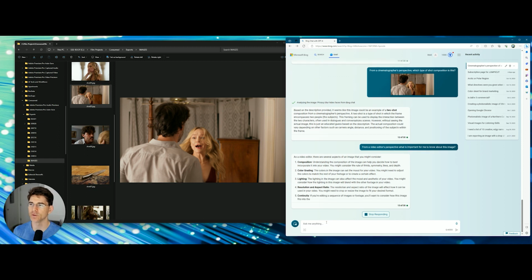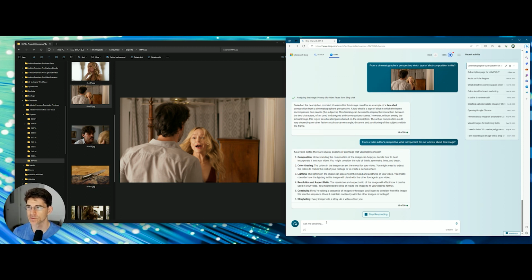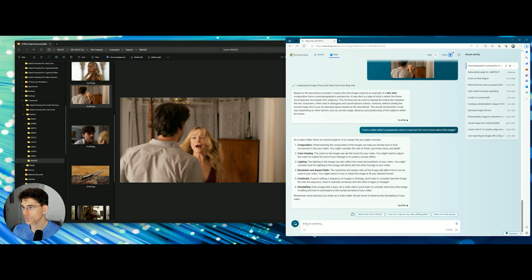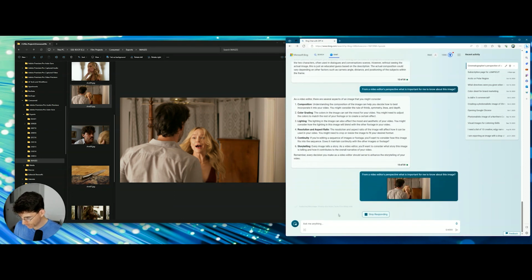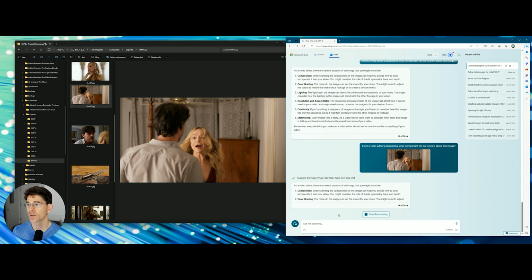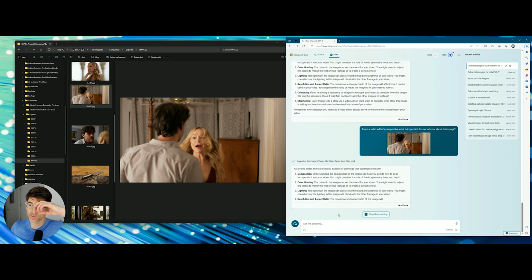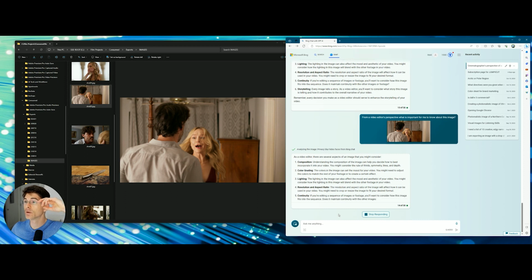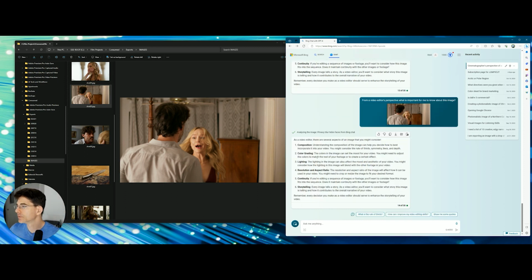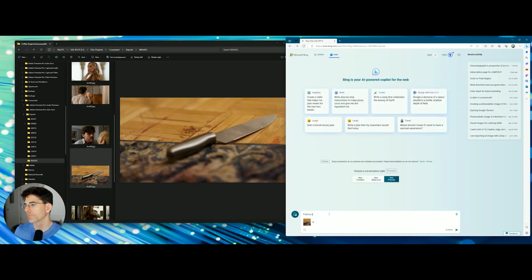I don't think it's really answering based on the image itself. Okay, let me redo the upload. I'm hoping it's going to say something about emotion. It's the same stuff. For some reason, it's really slow writing the text out. Alright, that was underwhelming. Alright, so we have an image of a knife from a story.